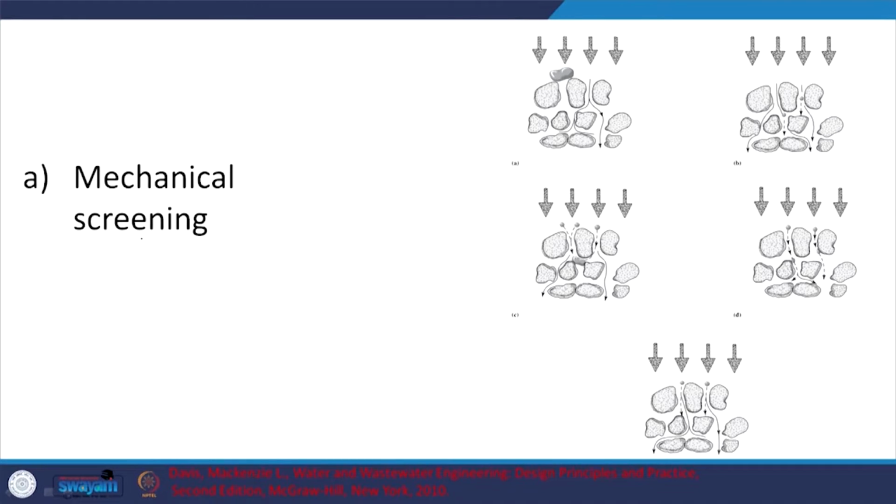So, mechanical screening. That is what you have. They are screened out. Why? The particle size is bigger than the pore size. And then sedimentation. Instead of the particle taking this flow path, let us say the settling velocity is such that it will come out here and settle on the relevant particle. So, you see the sedimentation occurring out here.